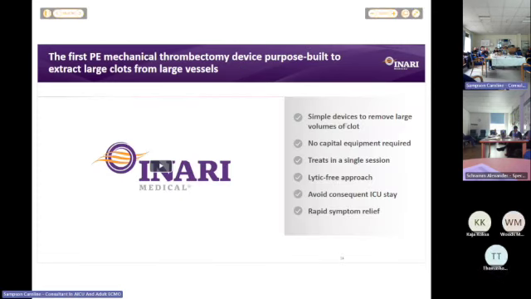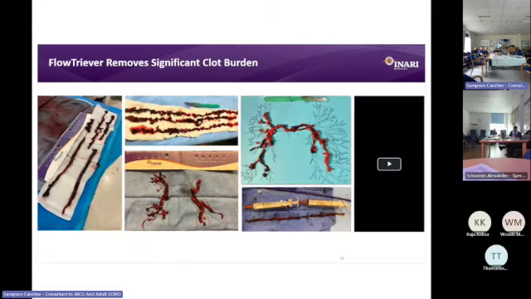So ultimately, we want simple devices to remove large volumes of clot. There's no capital equipment, no lytics. Hopefully it avoids an ICU stay, and there's rapid symptom relief. Just skip these.